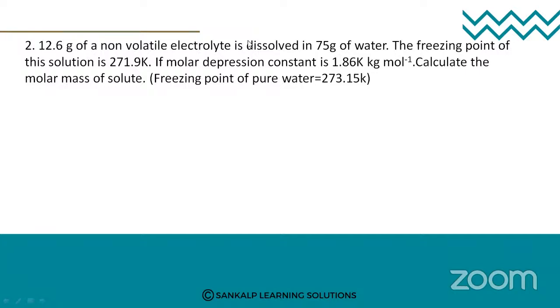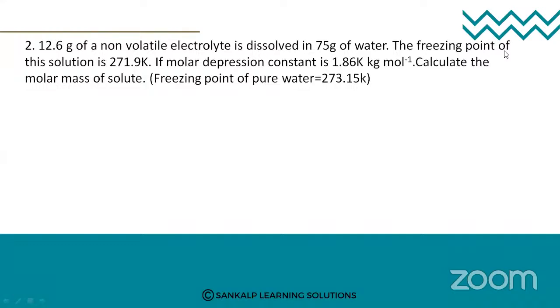So 12.6 grams of a non-volatile electrolyte is dissolved in 75 grams of water. So what all is given? The weight of the solute is given, a non-electrolyte solute, and it is dissolved in 75 grams of water. The freezing point of this solution is given as 271.9 Kelvin.